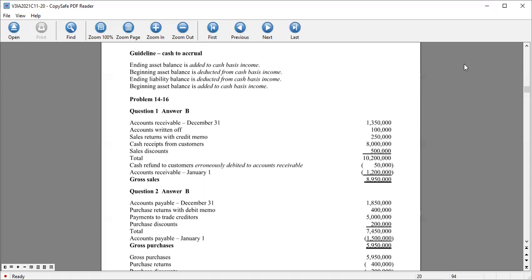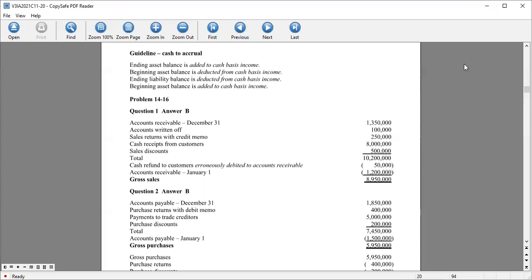Under the accrual basis, what amount should be reported as gross purchases? So we have accounts payable at the end of 1,850,000. Then we have purchase returns with debit memo, 400,000, and payments to trade creditors, 5 million, and we have accounts payable beginning to be deducted.